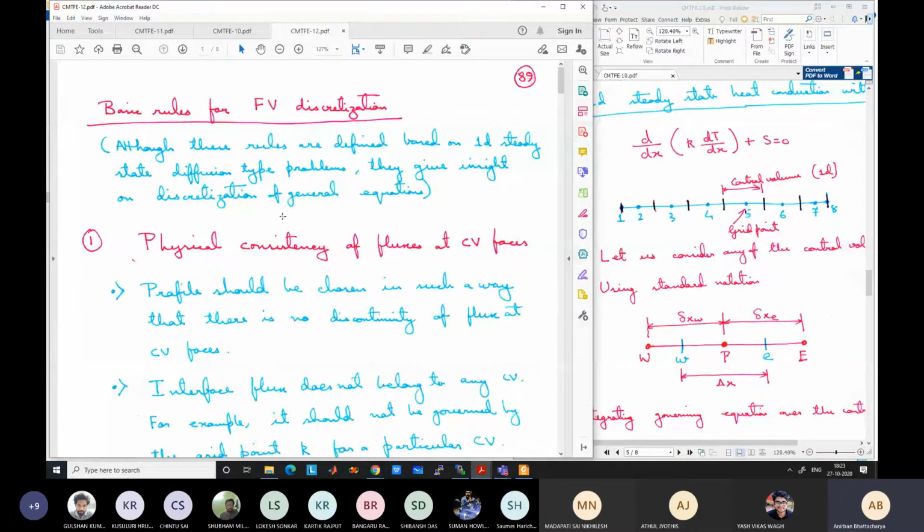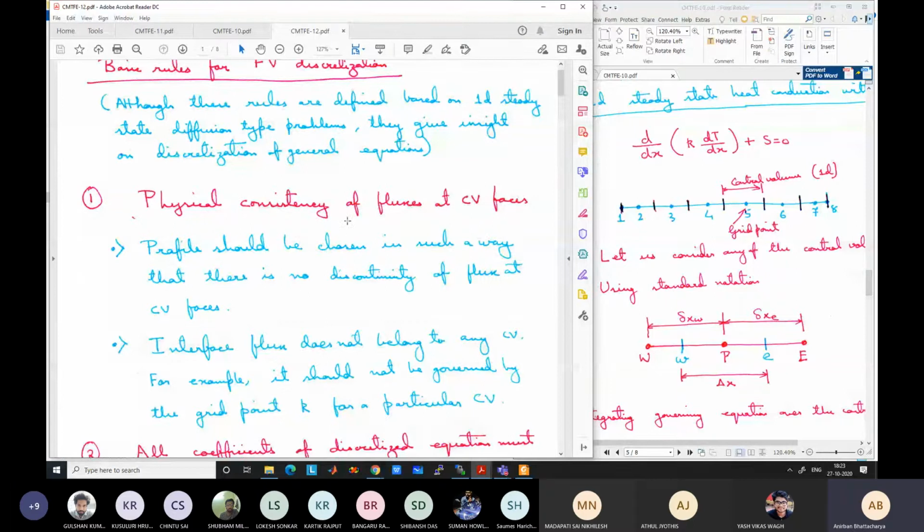So one point we have already discussed. The first rule is that the flux at each of the control volume faces needs to be consistent. It means that the flux going out from one control volume, this W control volume, to the next control volume, should be the same as the flux coming into the next control volume. Intuitively you can say that is obviously true. So how can the flux be different? It is the same flux that is going from one side to the other.